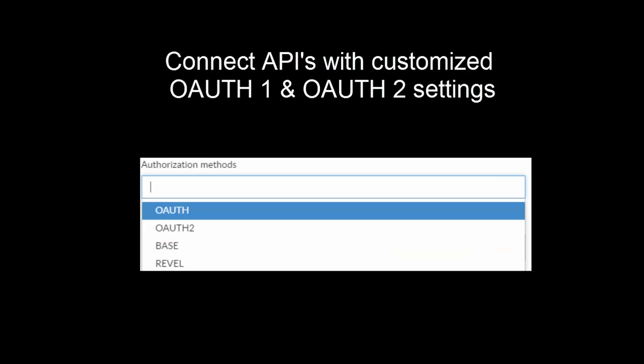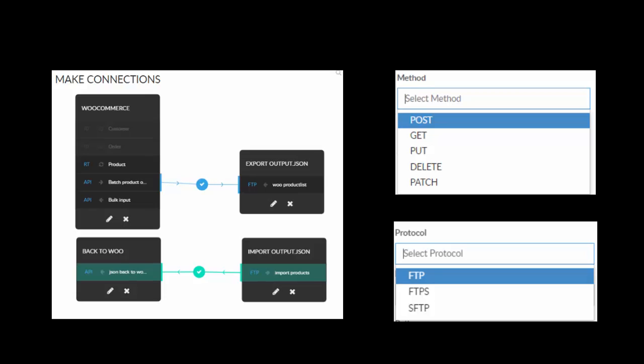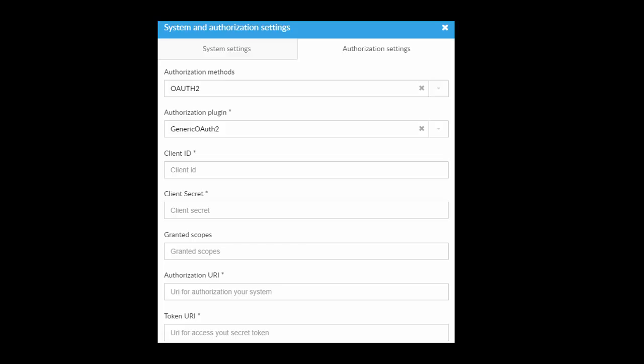To complement our advanced API endpoint, we have added generic OAuth 1 and 2 authorization plugins into the DSYNC platform so that developers can connect two platforms that use OAuth. If you have a platform that uses OAuth and it has specific requirements, you can configure it in DSYNC.